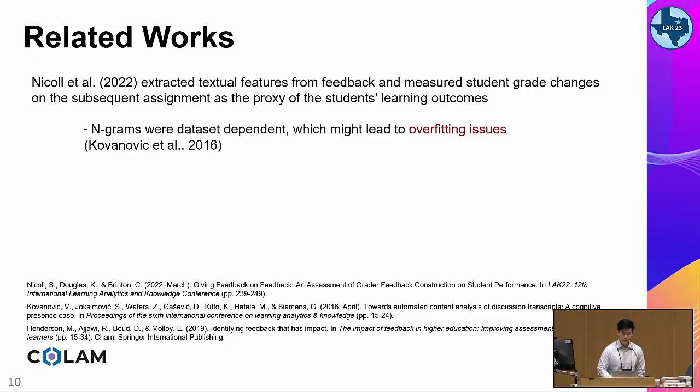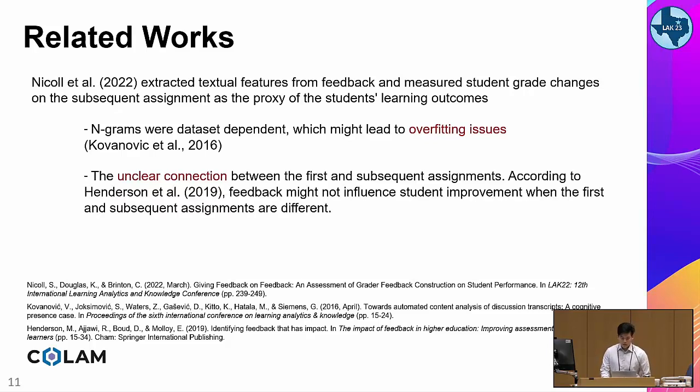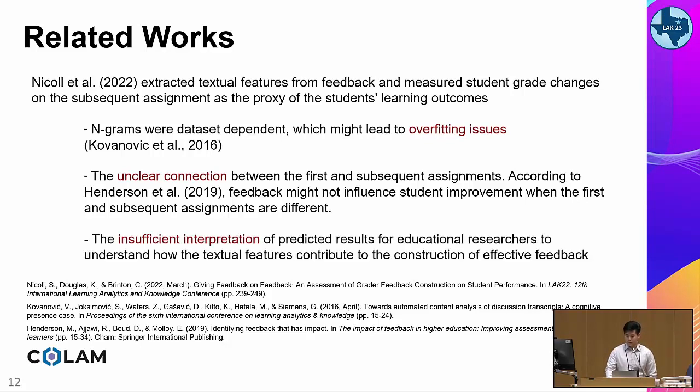The second one is that in their work, the connection between the first and the second assignment is unclear. According to Henderson 2019, feedback may not influence the students' improvement if the first and the subsequent assignments are different. And the third one is they may provide insufficient interpretation of the predicted result for the educational researchers in their feedback practice.